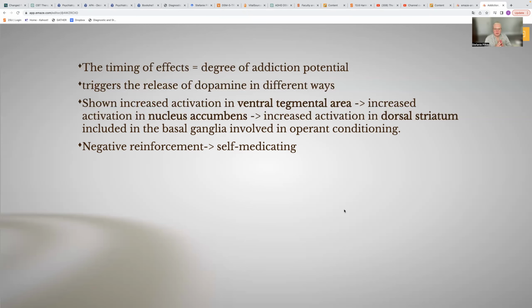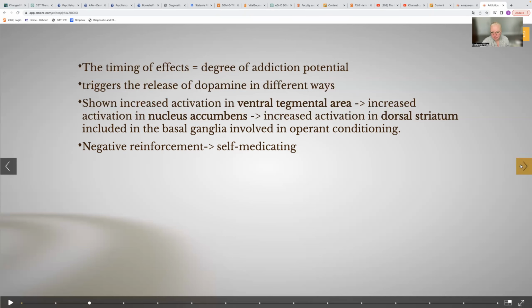Negative reinforcement is also often what is leading to what we call self-medication. When we talk about an individual self-medicating, they are using substances to manage their mood and physiological state.